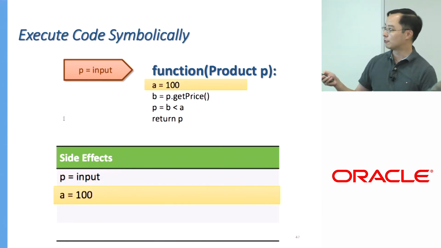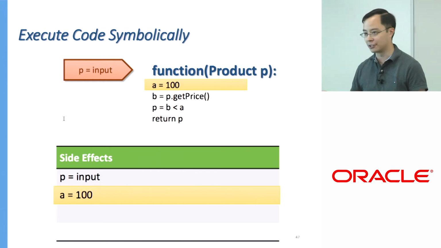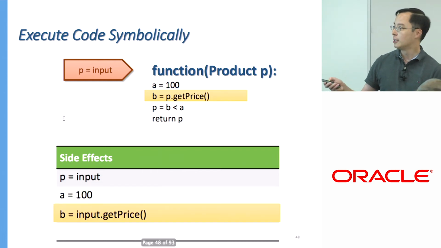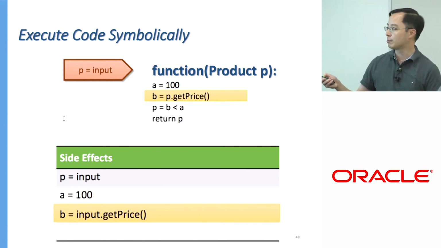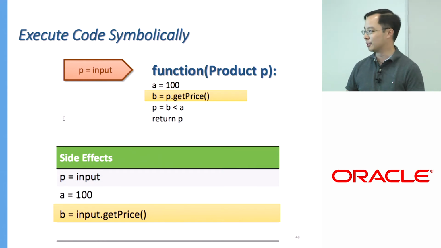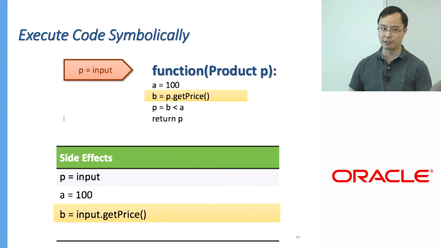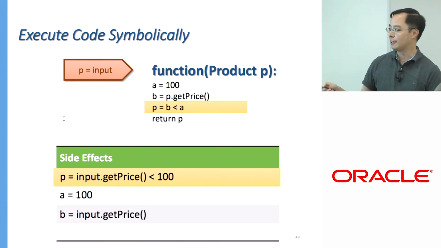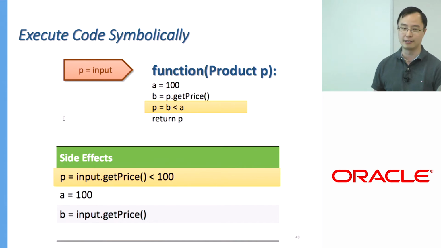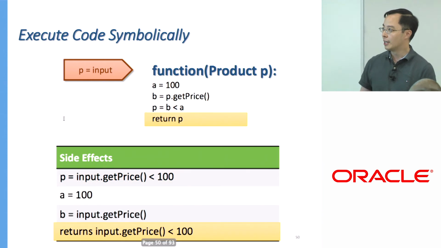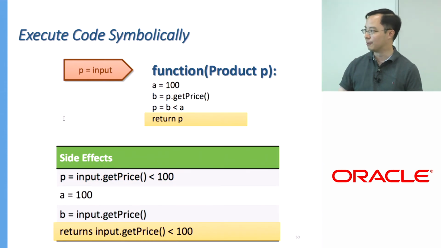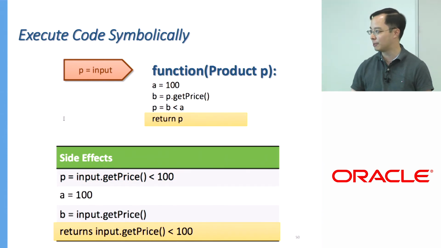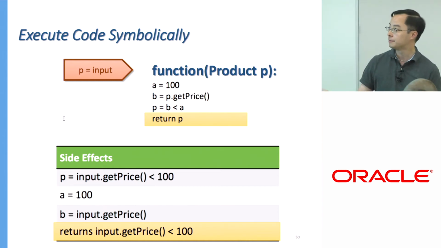When we run the first instruction here, a equals 100, we set this as a side effect as well. Here we have b equals p.getPrice, and p is this input symbol. So b becomes input.getPrice. We set p to be b less than a. b is input.getPrice, so we stick that here. Less than a is 100, so we get less than 100 here. And finally, we have return p. Everything, this expression that p is, that's what we return.